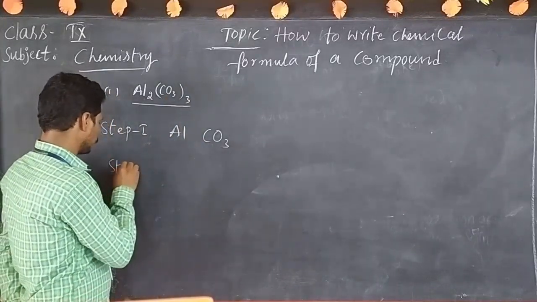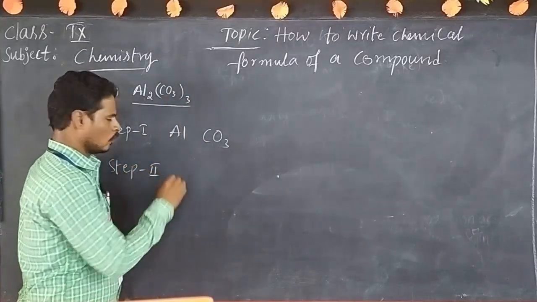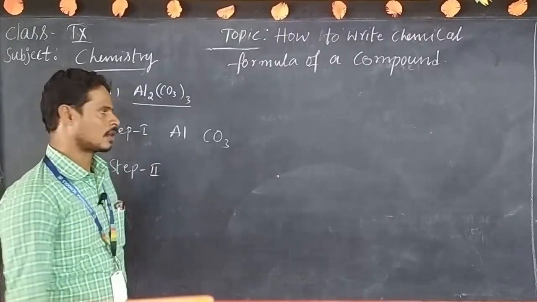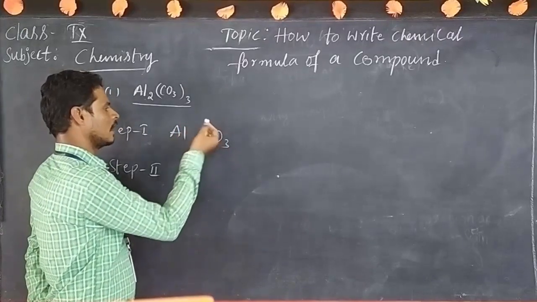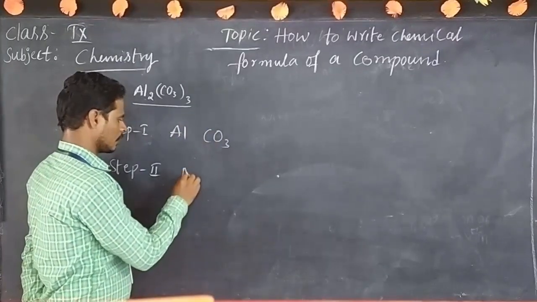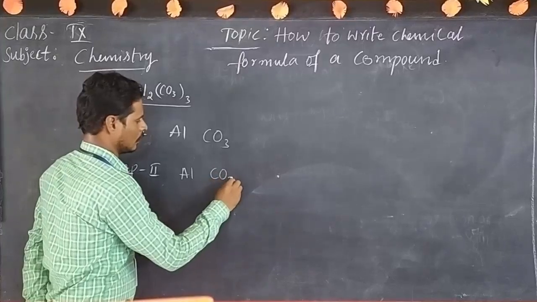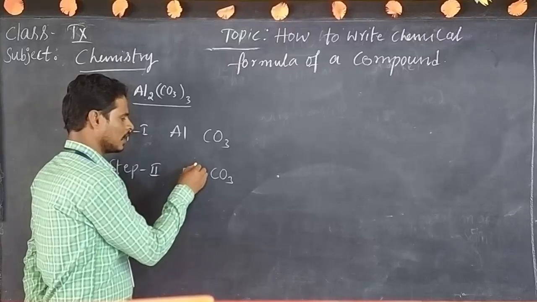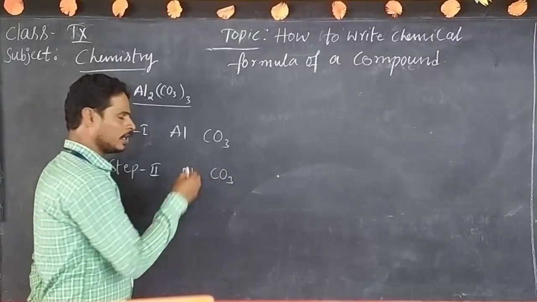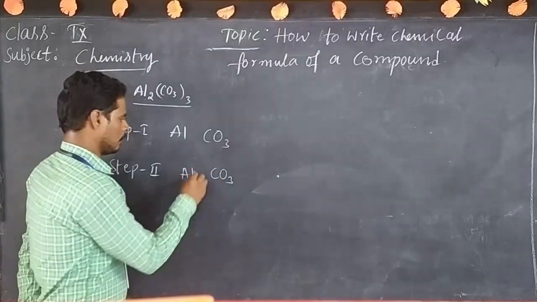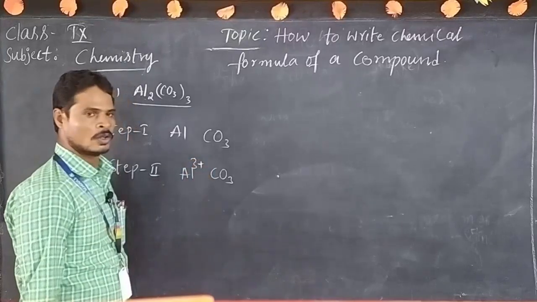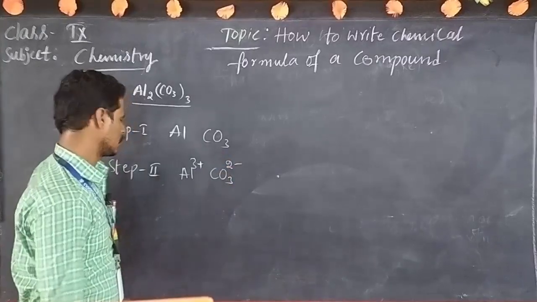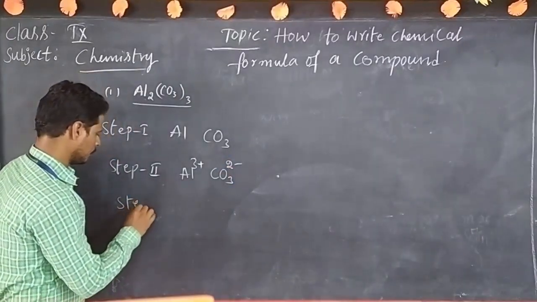Now step 2. What is step 2? Put the valency of the cation and anion on the top right side of the cation and anion. Where should we keep the valency? Top of the right side of the cation and anion. What is the valency of aluminium? 3 plus. What is the valency of carbonate? 2 minus. Okay.